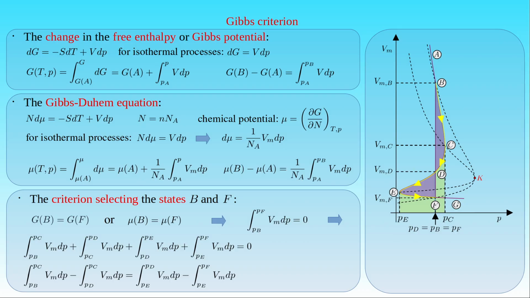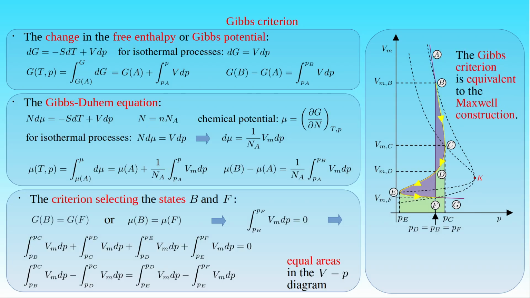Now we can conclude that the Gibbs condition selects the boundary states B and F for the phase transition of the medium such that the areas of these closed curves in the volume versus pressure diagram must be equal. We therefore obtain the same criterion of the equal areas derived for the pressure versus volume diagram of the van der Waals isotherms by Maxwell, that is, the application of the Gibbs criterion is equivalent to the Maxwell construction.